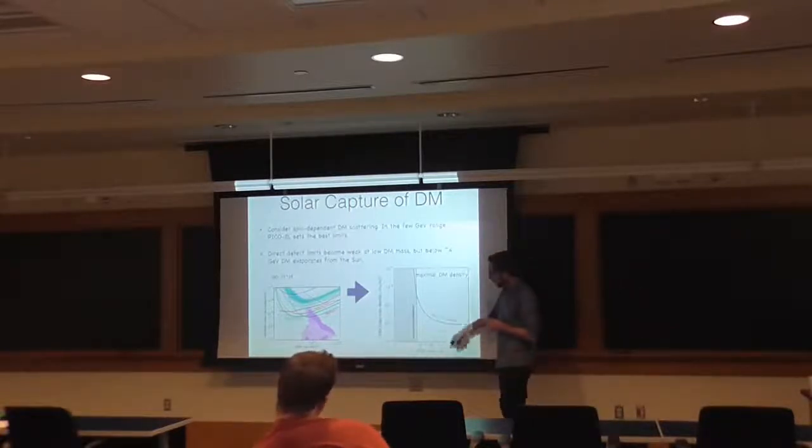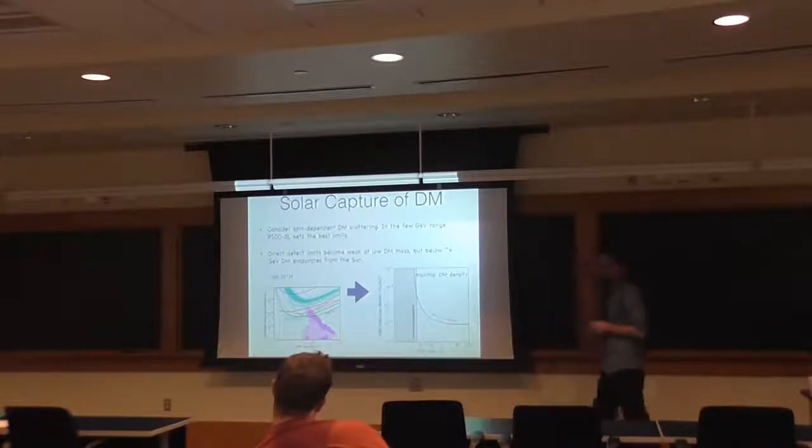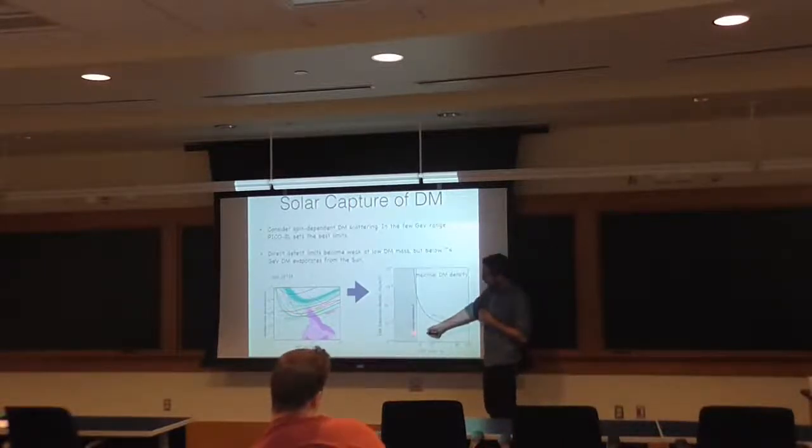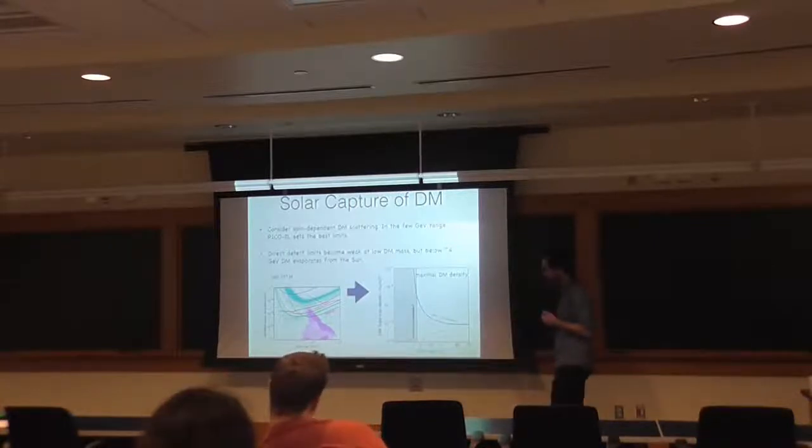And lighter is always better. It will always give you a bigger number density. For one, the limits also get weaker. The number density goes up. The limits get weaker, but eventually you're constrained by this evaporation limit.